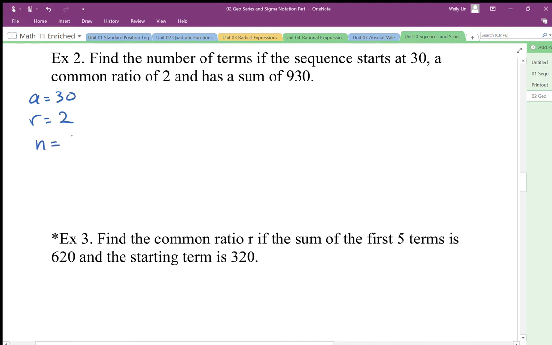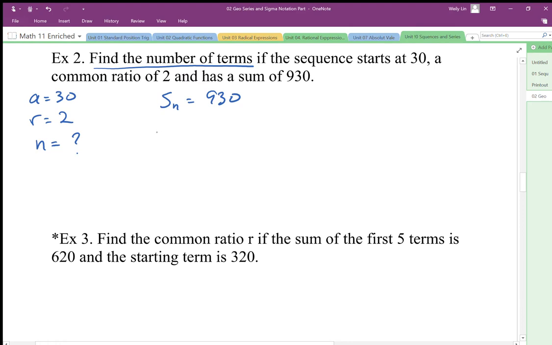And n is equal to, well, we don't know what n is. So we're looking for the number of terms. So we're trying to find the number of terms. But we do know that the sum of all those terms is equal to 930. So let's see if we can use the formula here to solve this.